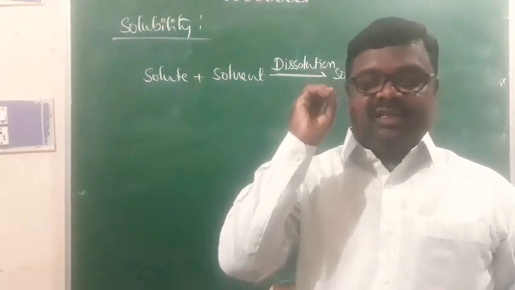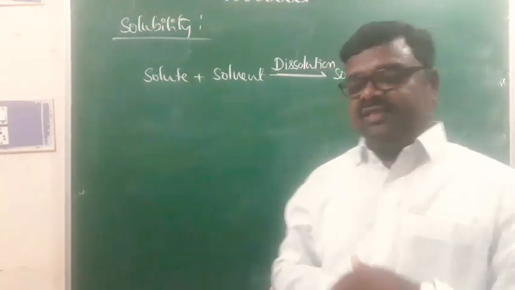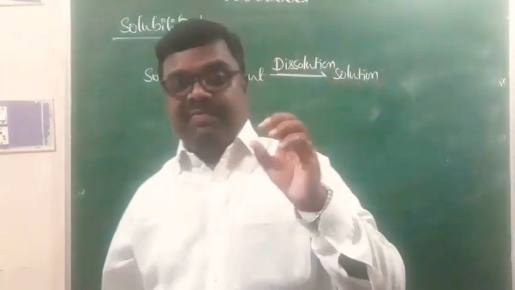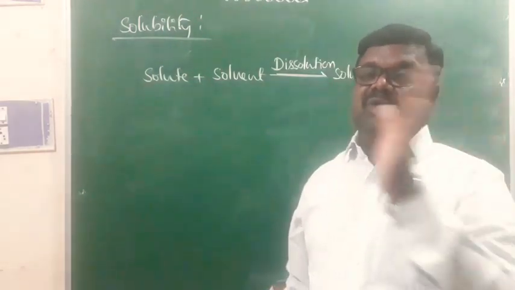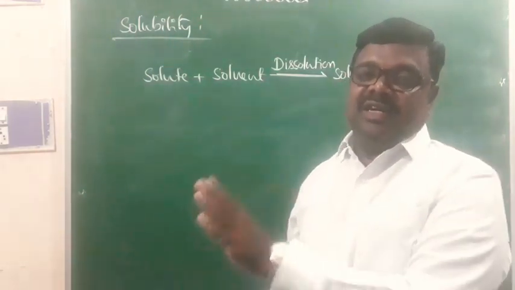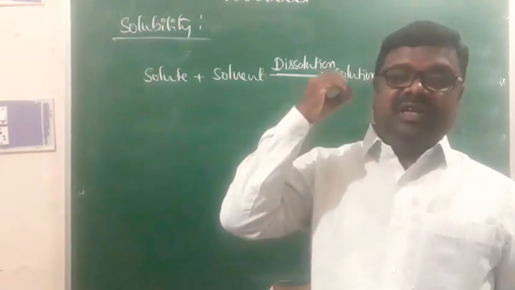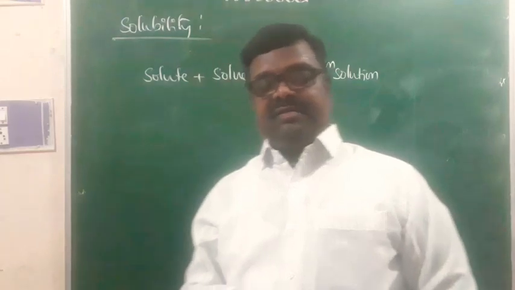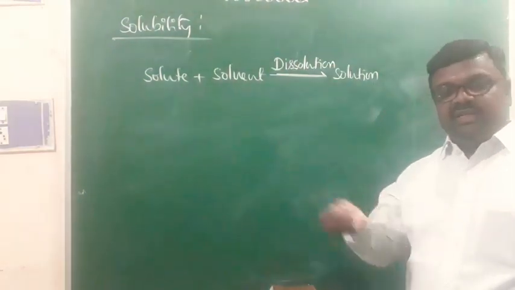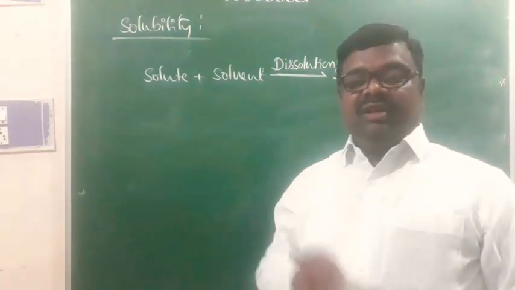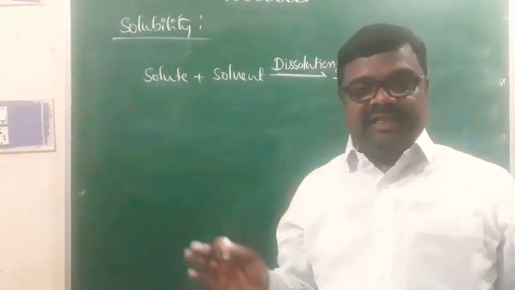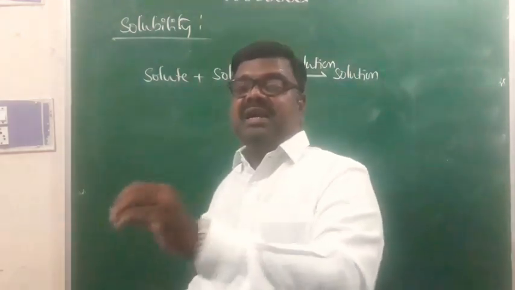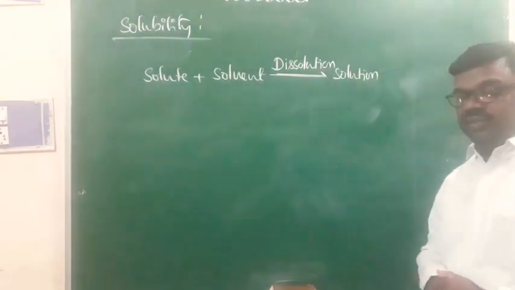It is given temperature and pressure, and that is called solubility. Just observe, I'm using the term given amount of solvent at given temperature and pressure. It means the solubility of a solute in a solvent depends on the amount of solvent, temperature and pressure. Because of that, I define solubility as the amount of solute dissolved in a given amount of solvent at given temperature and pressure. That is called solubility.